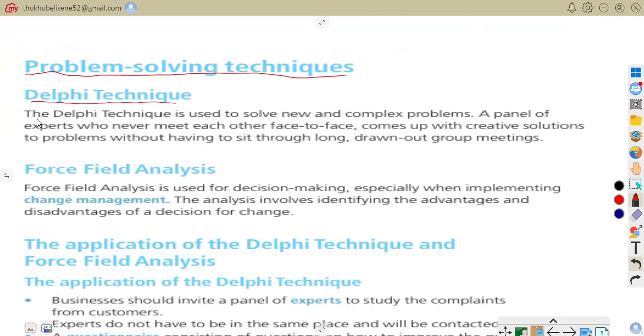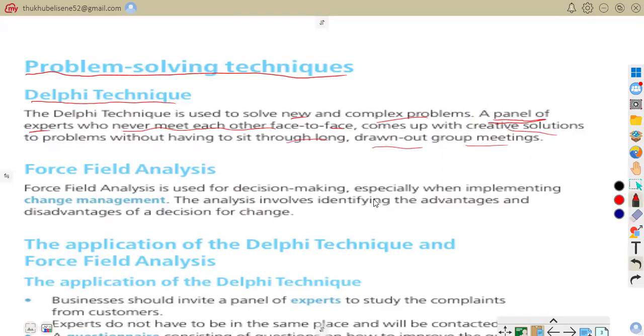The Delphi technique is used to solve new and complex problems. A panel of experts, very important, a panel of experts who never meet each other face to face, comes up with creative solutions to problems without having to sit through long or drawn out group meetings. Used to solve new and complex problems.